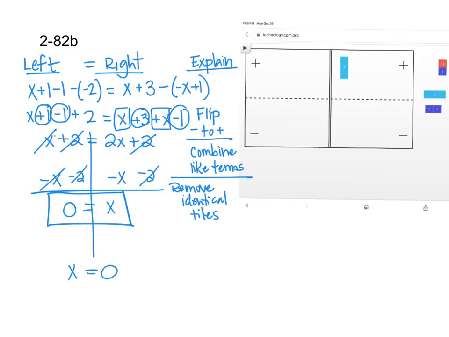This is not an example of a no solution. There is a solution to this equation, and the solution is that x is equal to 0. So when I substitute 0 into each of the x's in the original equation, the left side is equal to the right side.